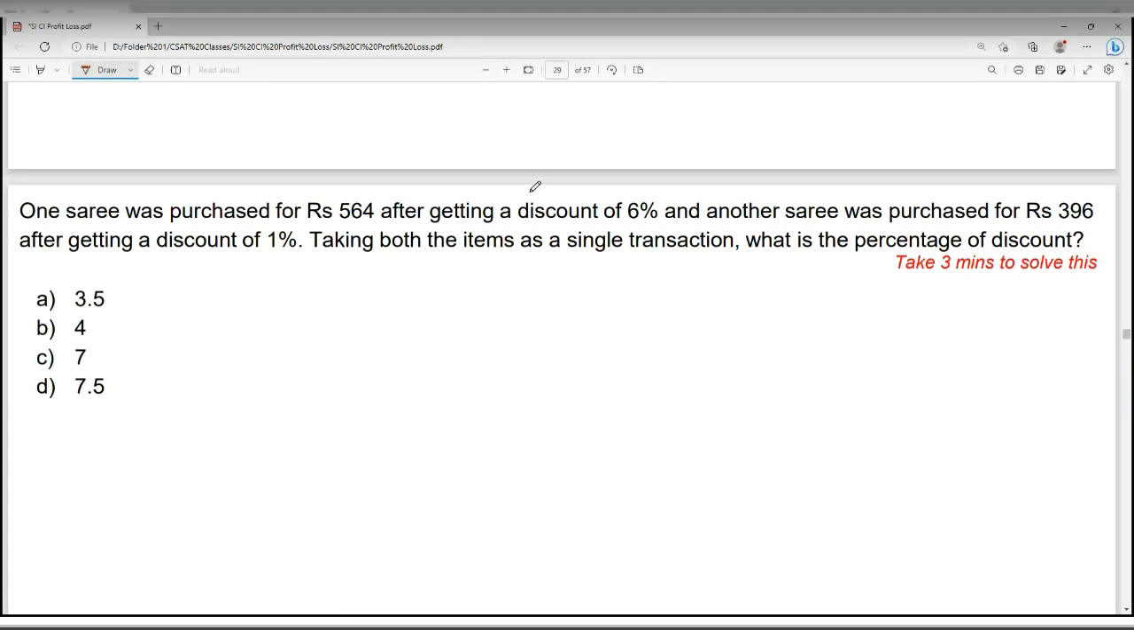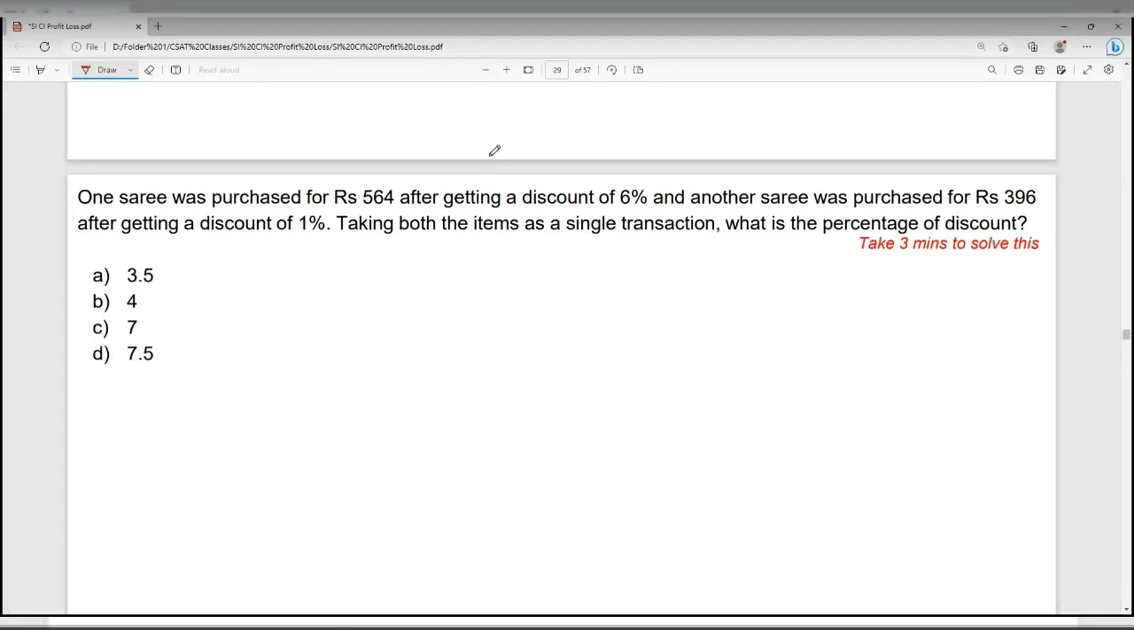For this question, what they're saying is one sari was purchased for 564 after getting a discount of 6%, and another sari was purchased for 396 after getting a discount of 1%. Taking both the items as a single transaction, what is the percentage of discount? So the purchase price was 564, and this was after getting 6% discount from the marked up price.